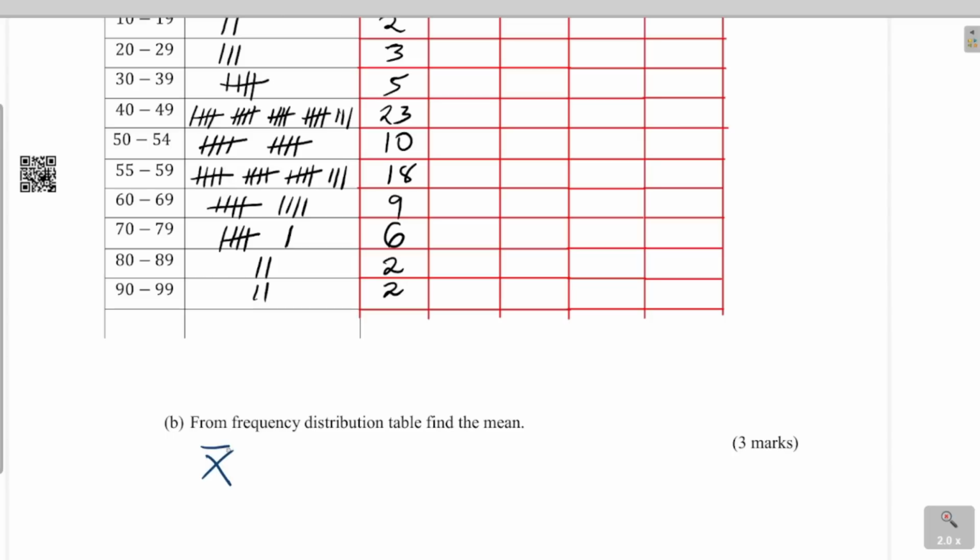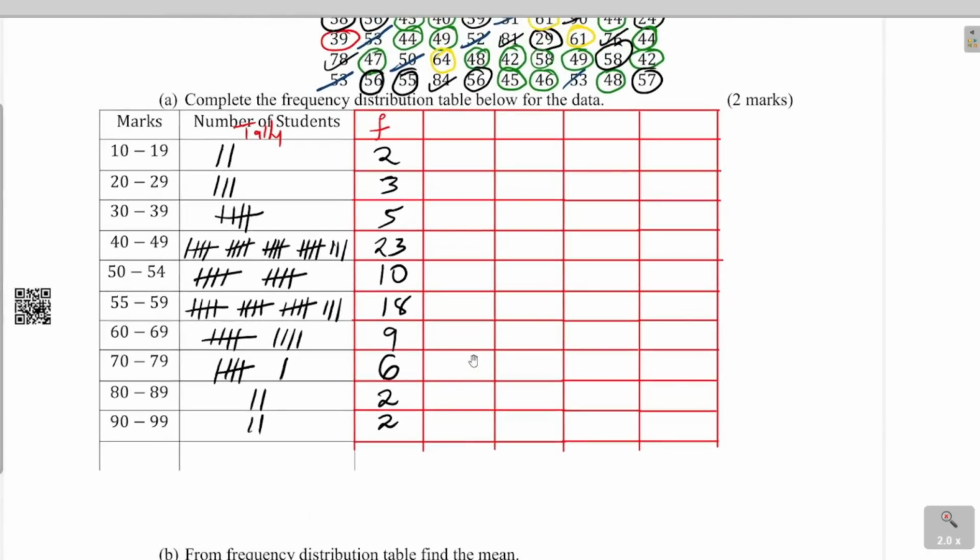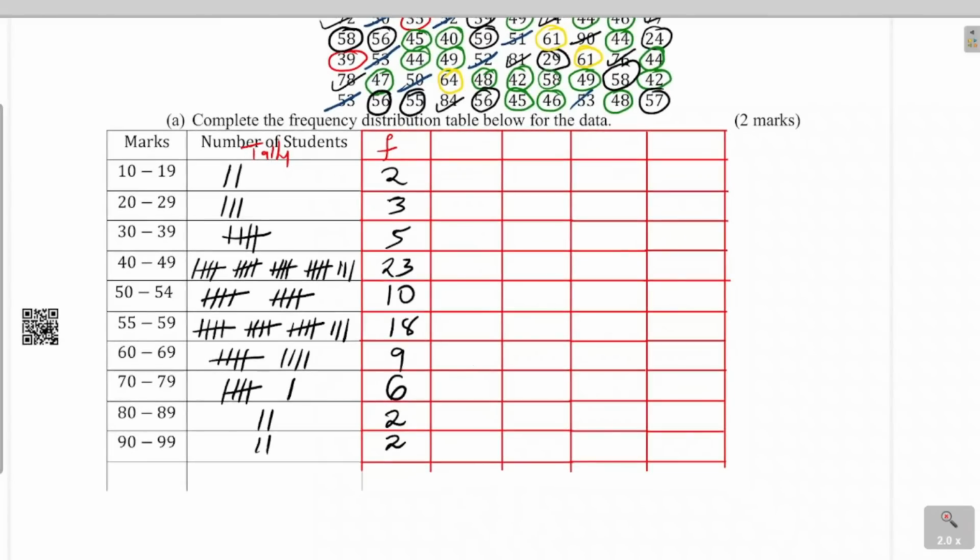So mean, which is x bar, is obtained by the summation of fx divided by the summation of frequency. So for the summation of fx, we need to get the x column, and that is the midpoint of all these classes.